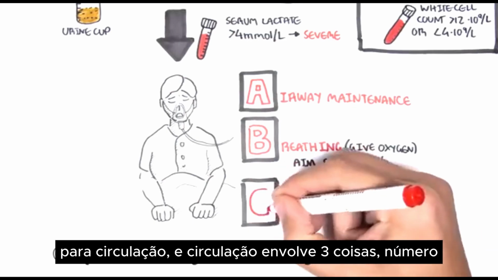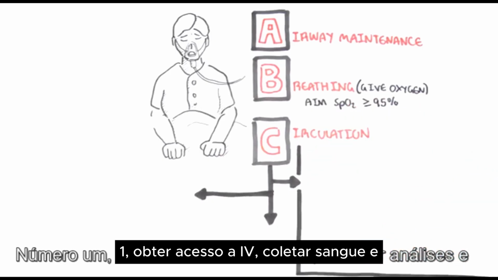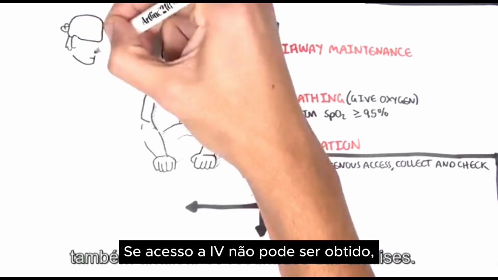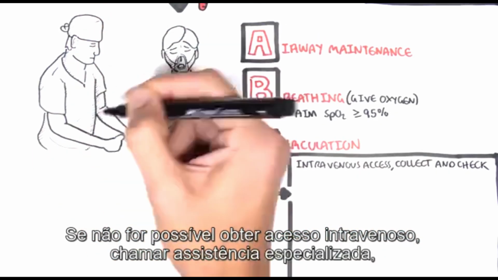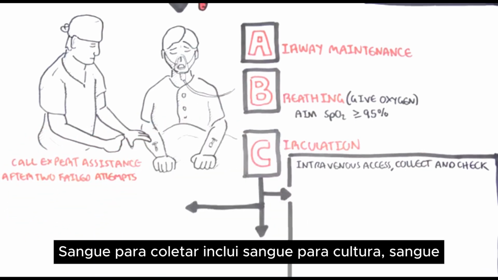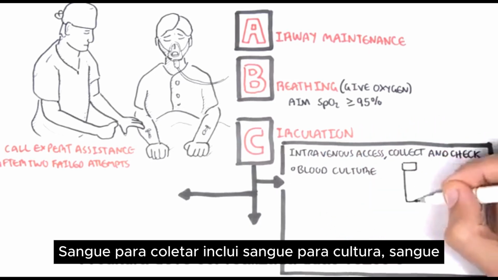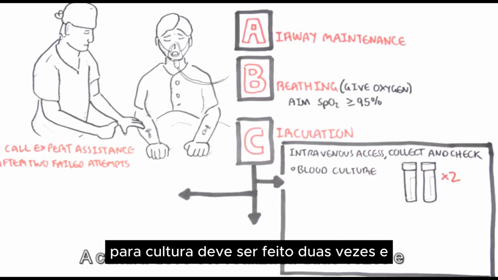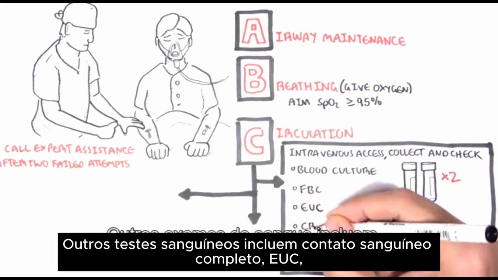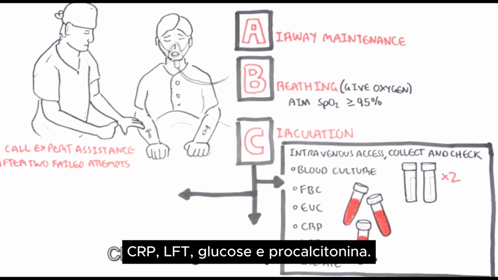C is for circulation. And circulation involves three things. Number one, get IV access. Collect bloods and also check the bloods. If IV access cannot be obtained, call expert assistance, usually after 2 failed attempts. Bloods to collect include bloods for culture. Blood for culture should be done twice and collected from at least 2 different sites. Other blood tests include full blood count, EUC, CRP, LFT, glucose, and procalcitonin.